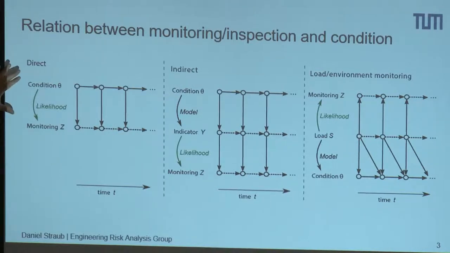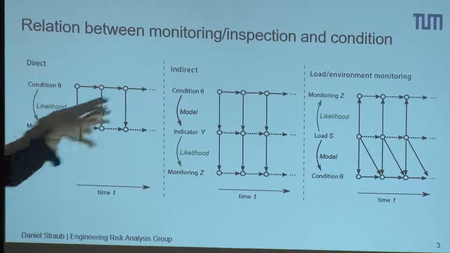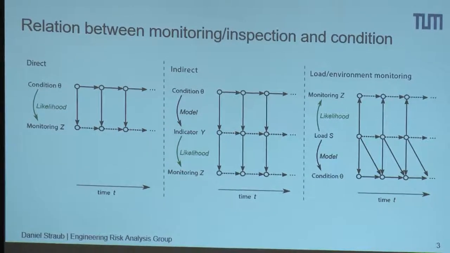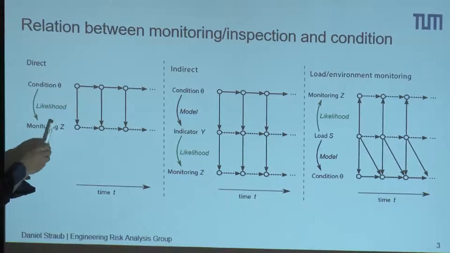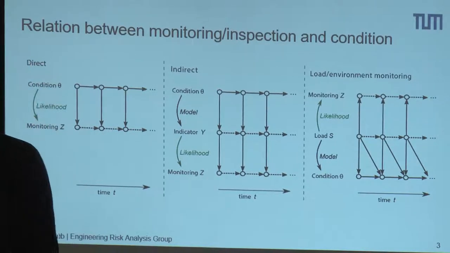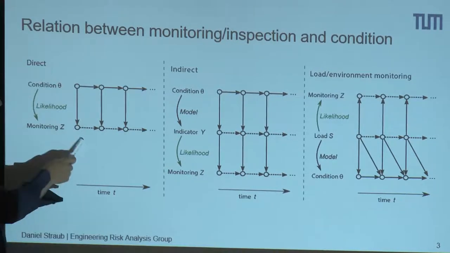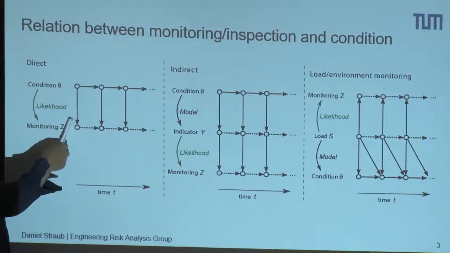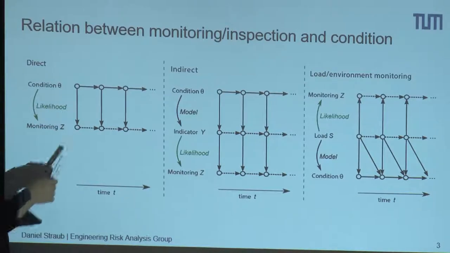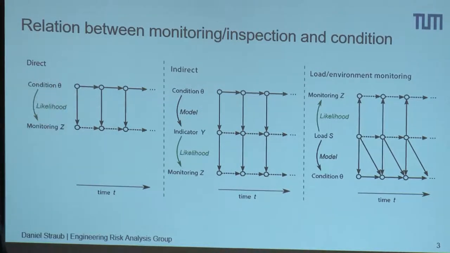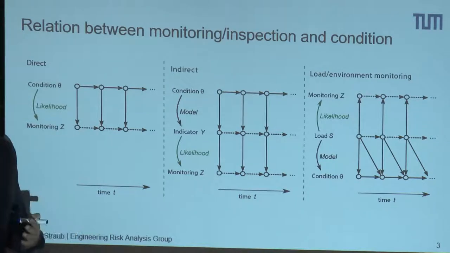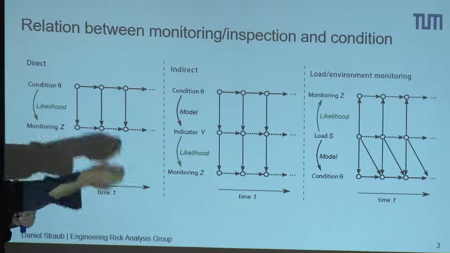I'm distinguishing between a direct situation and an indirect situation. Direct means I'm able to directly monitor my condition. So let's say my condition is whether the structure is corroded or not. This is what I'm interested in. And I can directly, meaning that I have something that measures the corrosion. It's still, in most cases, an imperfect representation of my condition. So think of the half-cell potential measurement. It cannot give you a complete, exact picture. It just gives an indication, but it gives an indication directly of whether or not it's corroded.